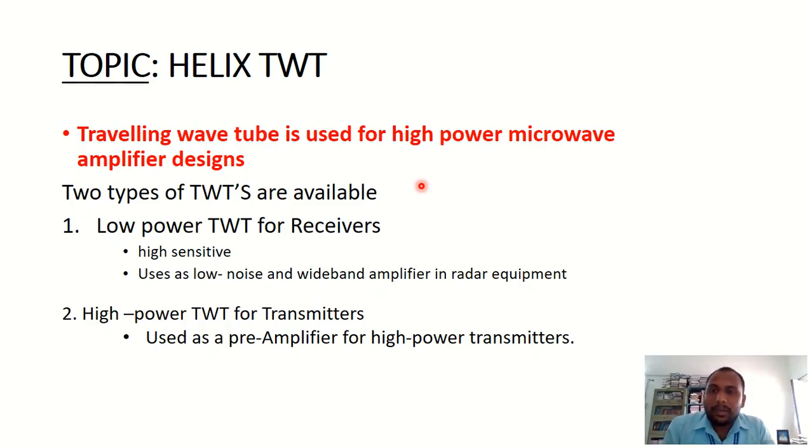Coming to the next topic, helix traveling wave tube. The traveling wave tubes are used for high power microwave amplifier designs. And there are two types of traveling wave tubes. The first one is low power traveling wave tube, and the second one is high power traveling wave tube.